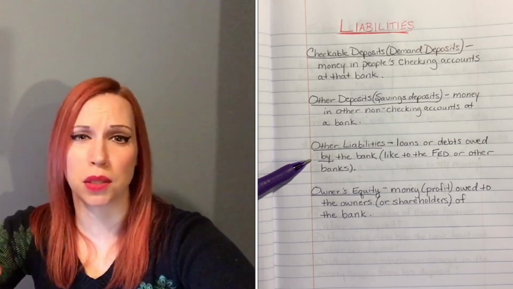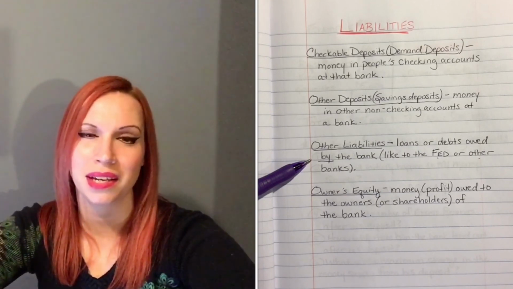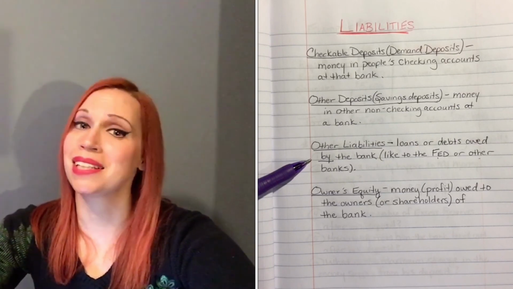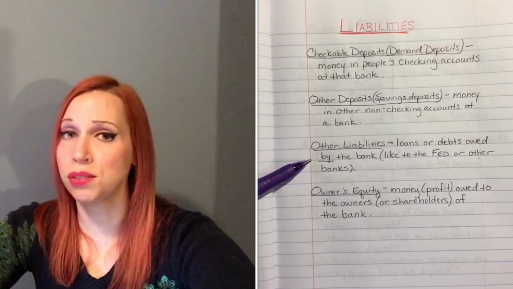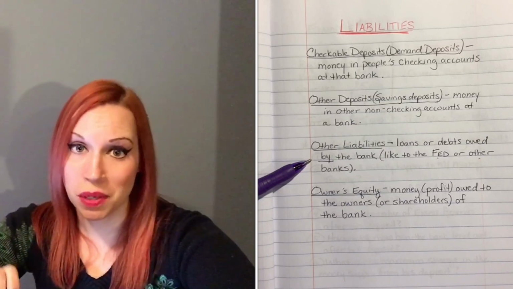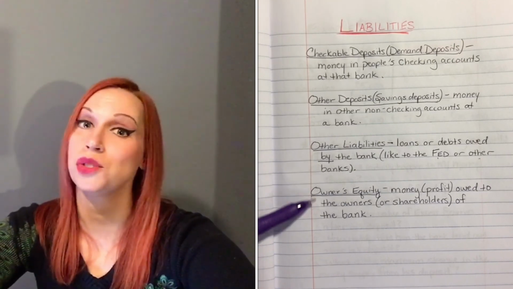Sometimes you might see it as loans. Usually you're not going to see loans on the liability side, but this is not loans that the bank has lent out to customers. These are loans that the bank has had to go and get from the Federal Reserve or other banks, and that it has to pay back.